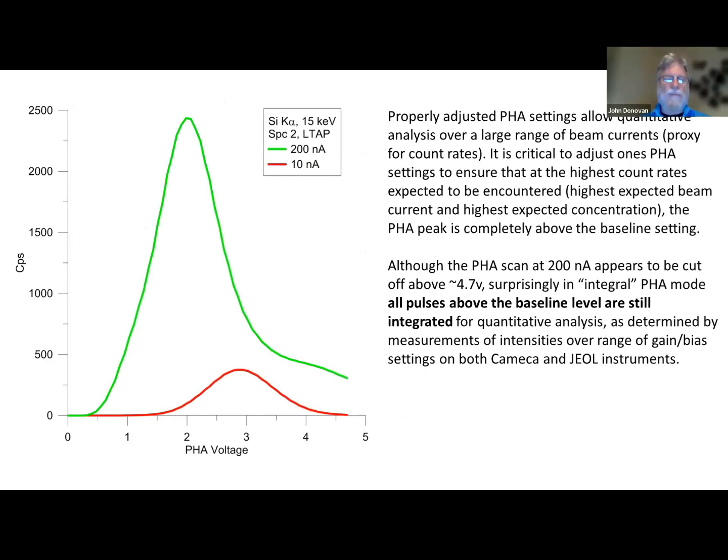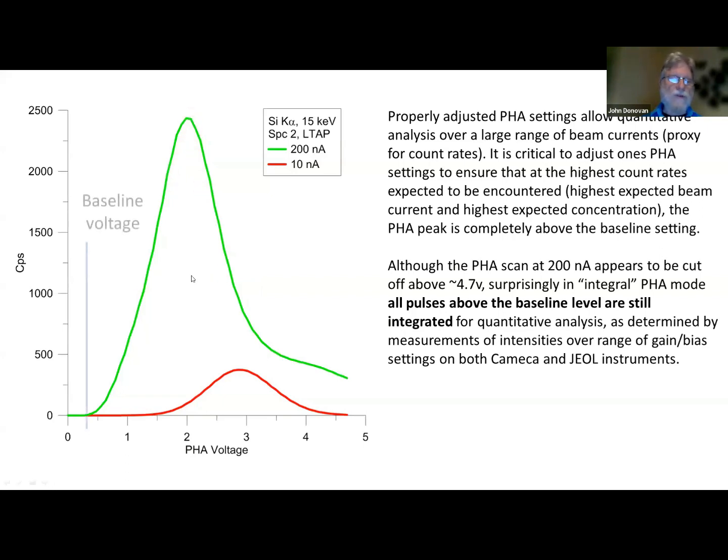It just causes problems. Correct for it quantitatively in the software. And in the PHA, in terms of the hardware alignment, you want to make sure that because of pulse height depression, so here we've got a 10 nanoamp on, I can't remember what material this is, maybe SiO2. And then this is at 200 nanoamps, and it does shift down a little bit.